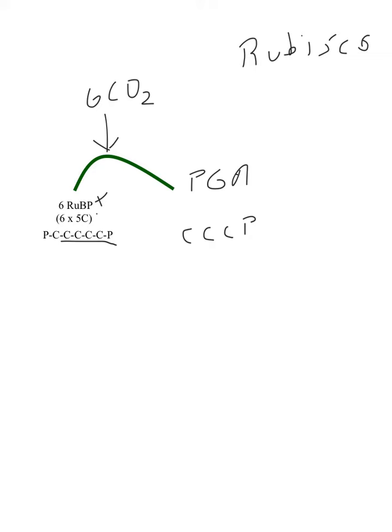Well, we had 30 original carbons. We added 6. Now we got 36 of those carbons. So that gives us enough carbon to make 12 PGAs, 12 phosphoglycerates, right? Or 12 of those 3-carbon compounds.